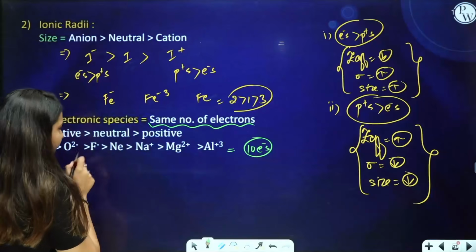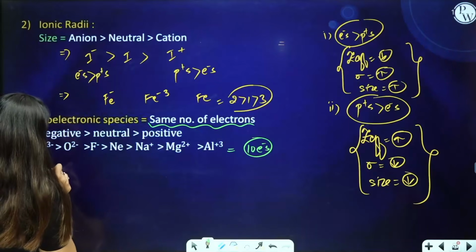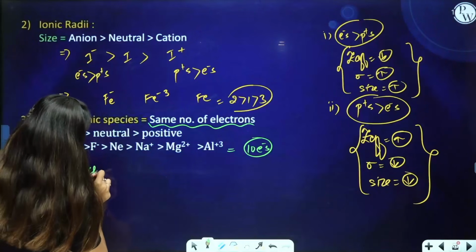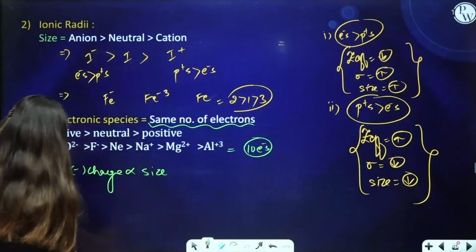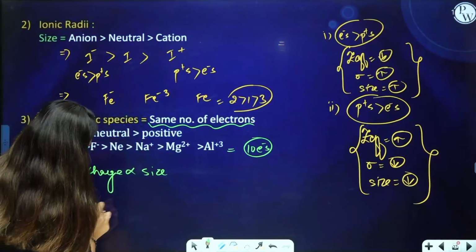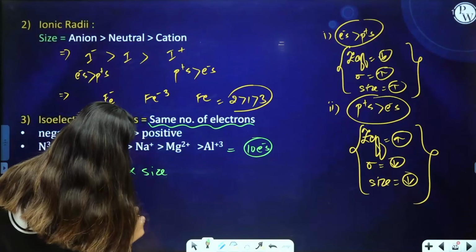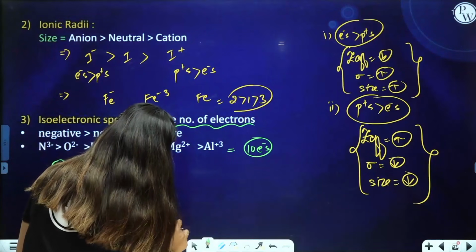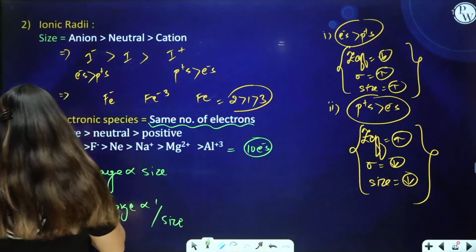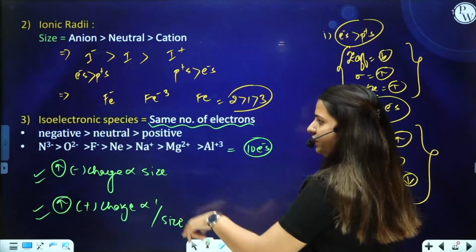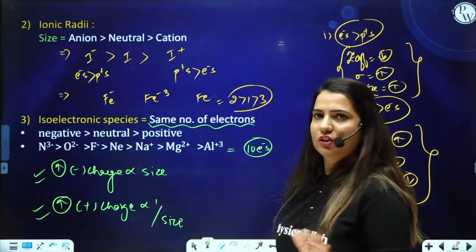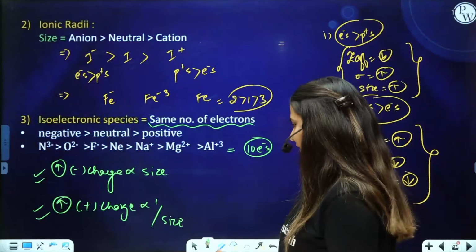First you have to see the negative one. Greater the negative charge, greater will be the size. Greater the positive charge, you will have less as your size. Just for the isoelectronic species, remember this thing, nothing else you need to remember. Just remember these two things. You have an example over here, just follow this and get your answers, right?